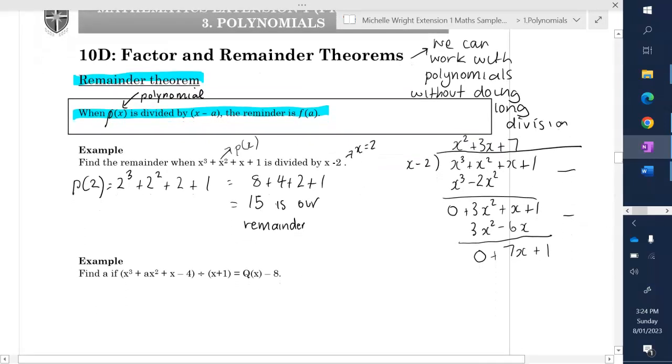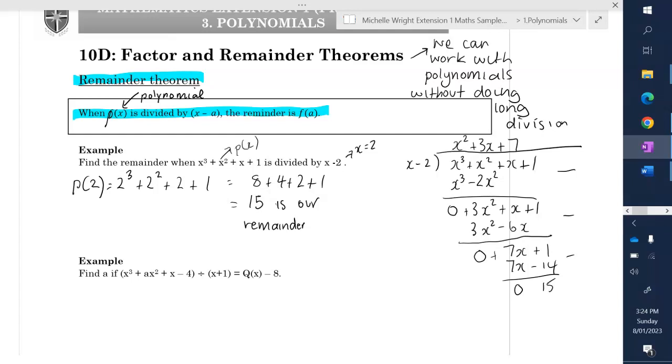Let's multiply out by the 7. 7 times x is 7x. 7 times minus 2 is minus 14. Let's do a subtraction. 7x minus 7x is 0. 1 minus 14, which is 1 plus 14, which is 15, which is our remainder, which is what we've gotten over there.